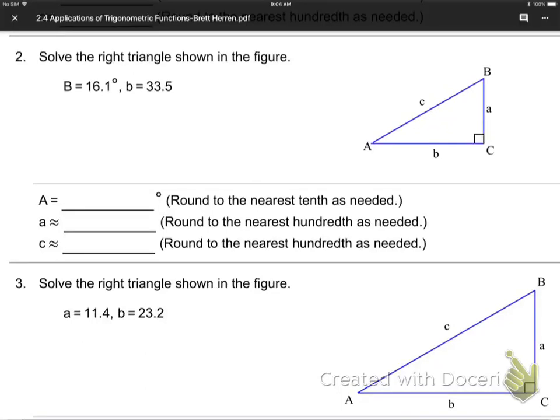So we did one of these last time. Could I let you start this one, see if you remember? It's basically solve the triangle, which means find all the sides, find all the angles. That's what they want you to do.